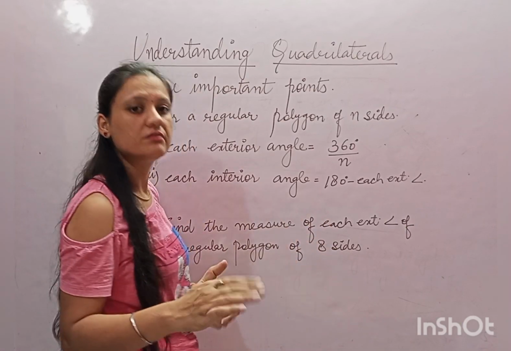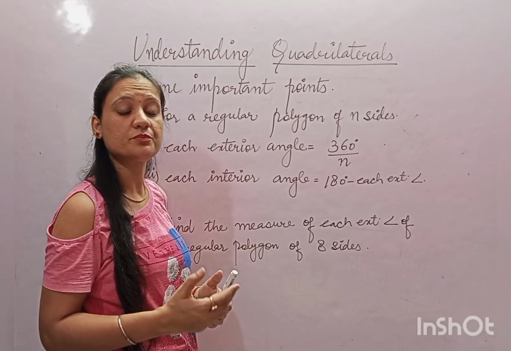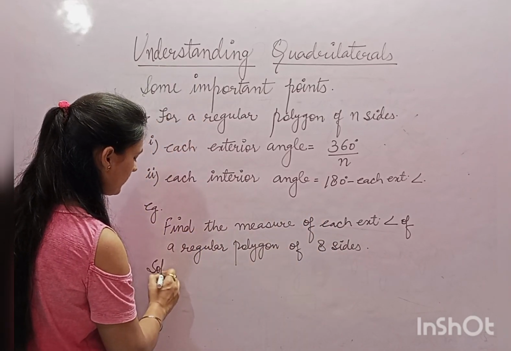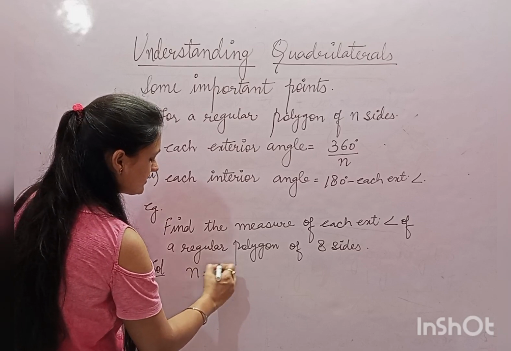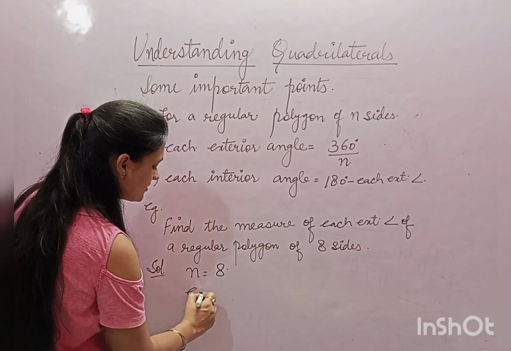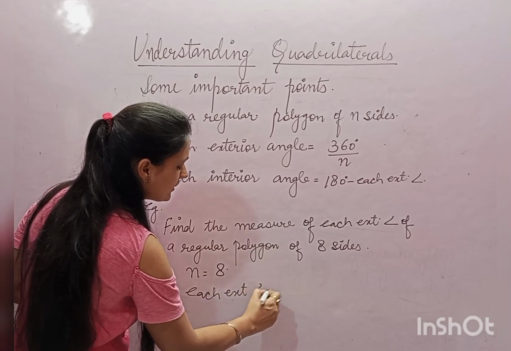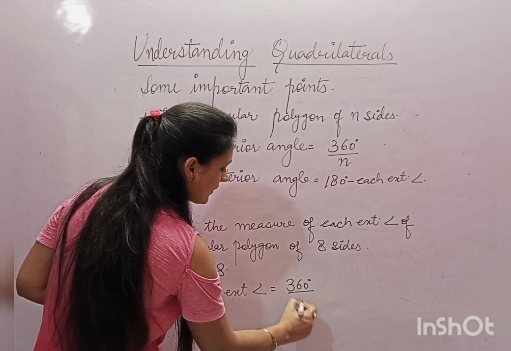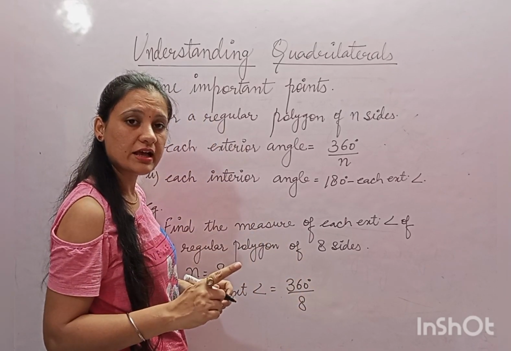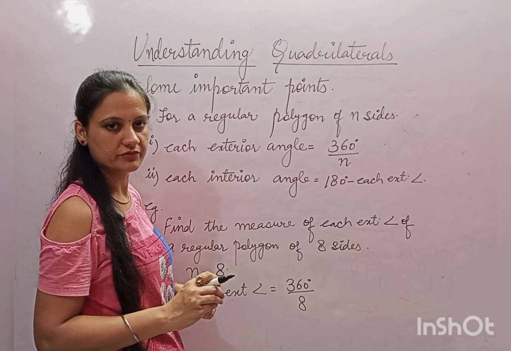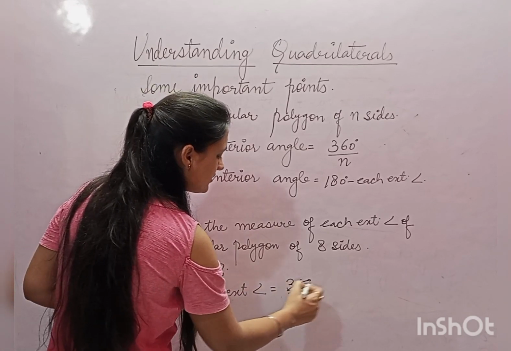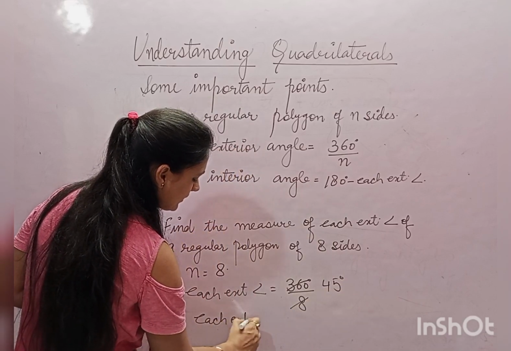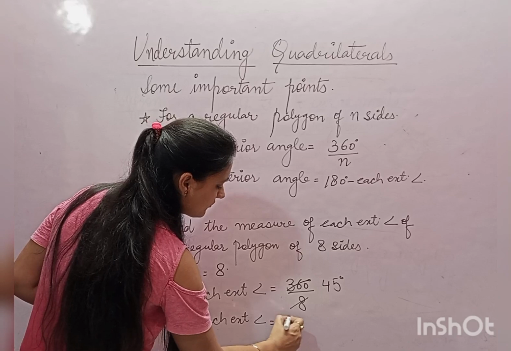So let's understand, if the question asks you to find each exterior angle and the number of sides of a polygon is given as 8, meaning it is an 8-sided polygon, what do you have to do? Here n means sides, given as 8, right? Each exterior angle, as you know the formula, is 360 divided by n. Here n is 8. And please children, when you write the exam, do mention the formula first, okay? Now if you cancel it, you get 45 degrees. So the measure of each exterior angle is 45 degrees.